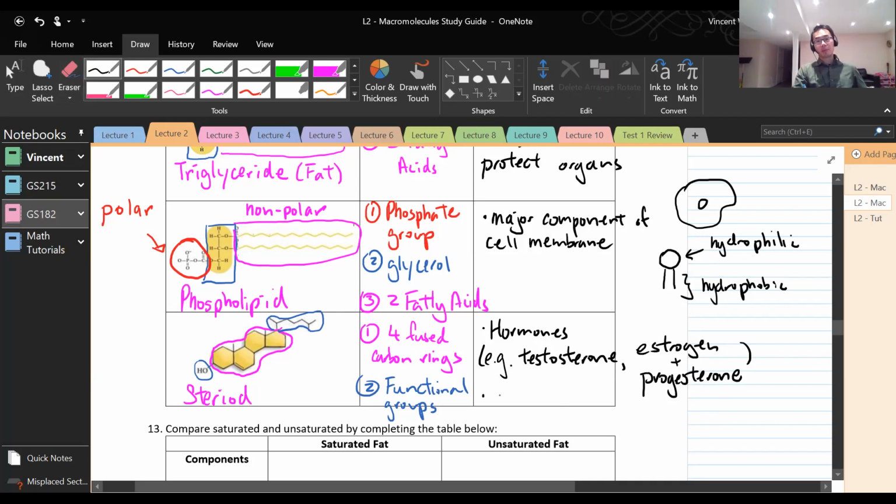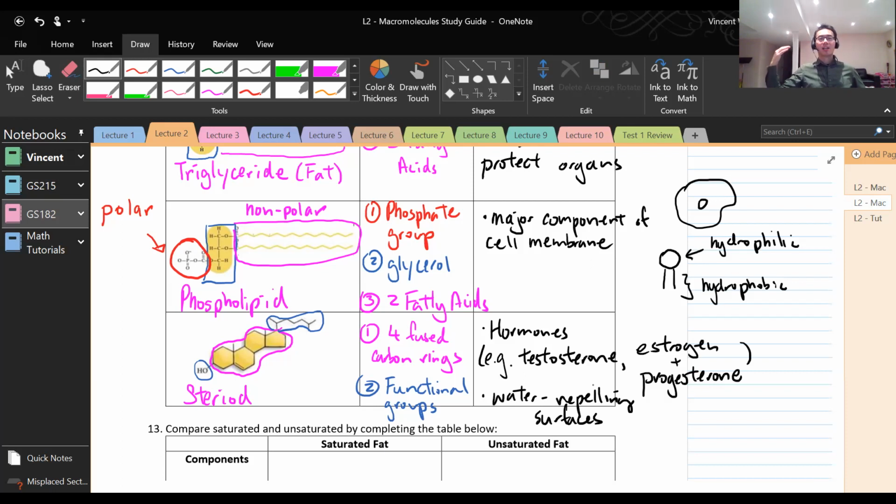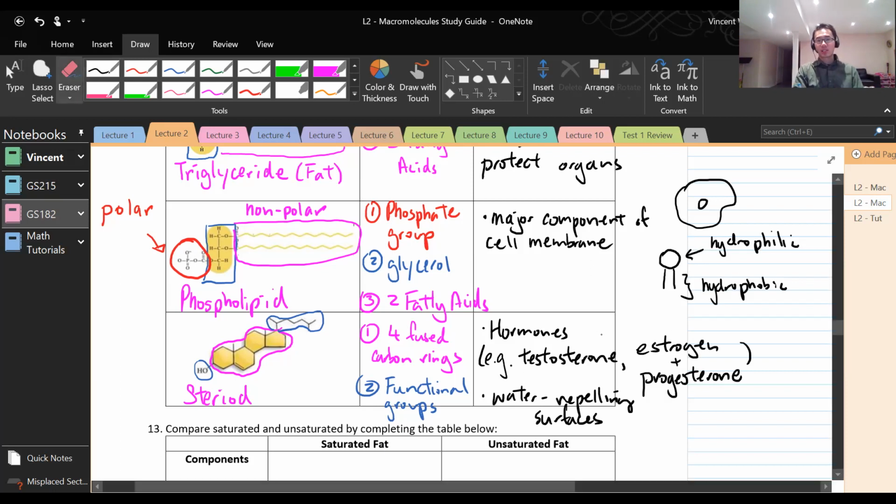Steroid, it might be surprising, also forms the water repelling surface. Like the waxy coating, it's steroid as well. And a lot of people think steroids, they think of performance enhancing drugs, which is correct. That is a type of steroid, but that's not the only kind of steroid. Cholesterol is a type of steroid.